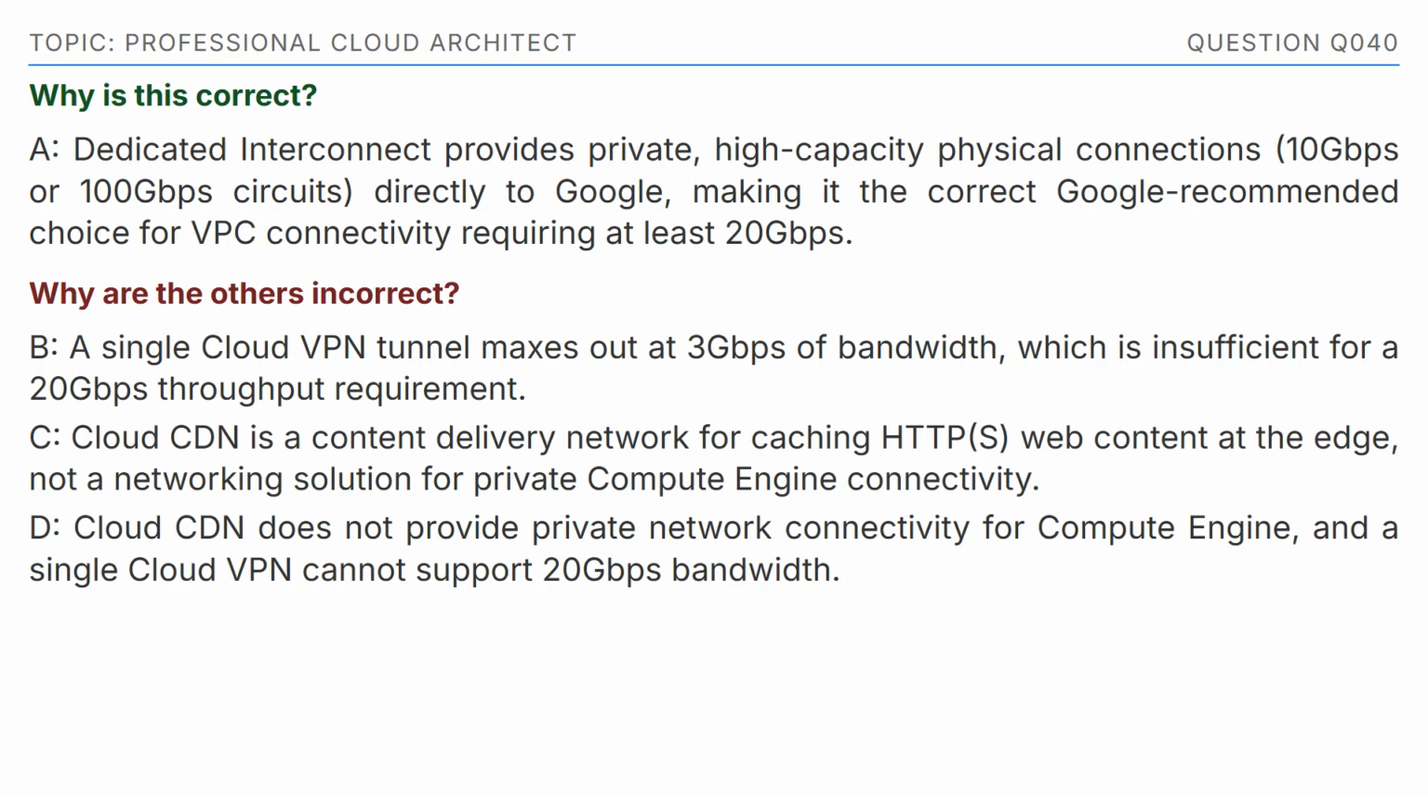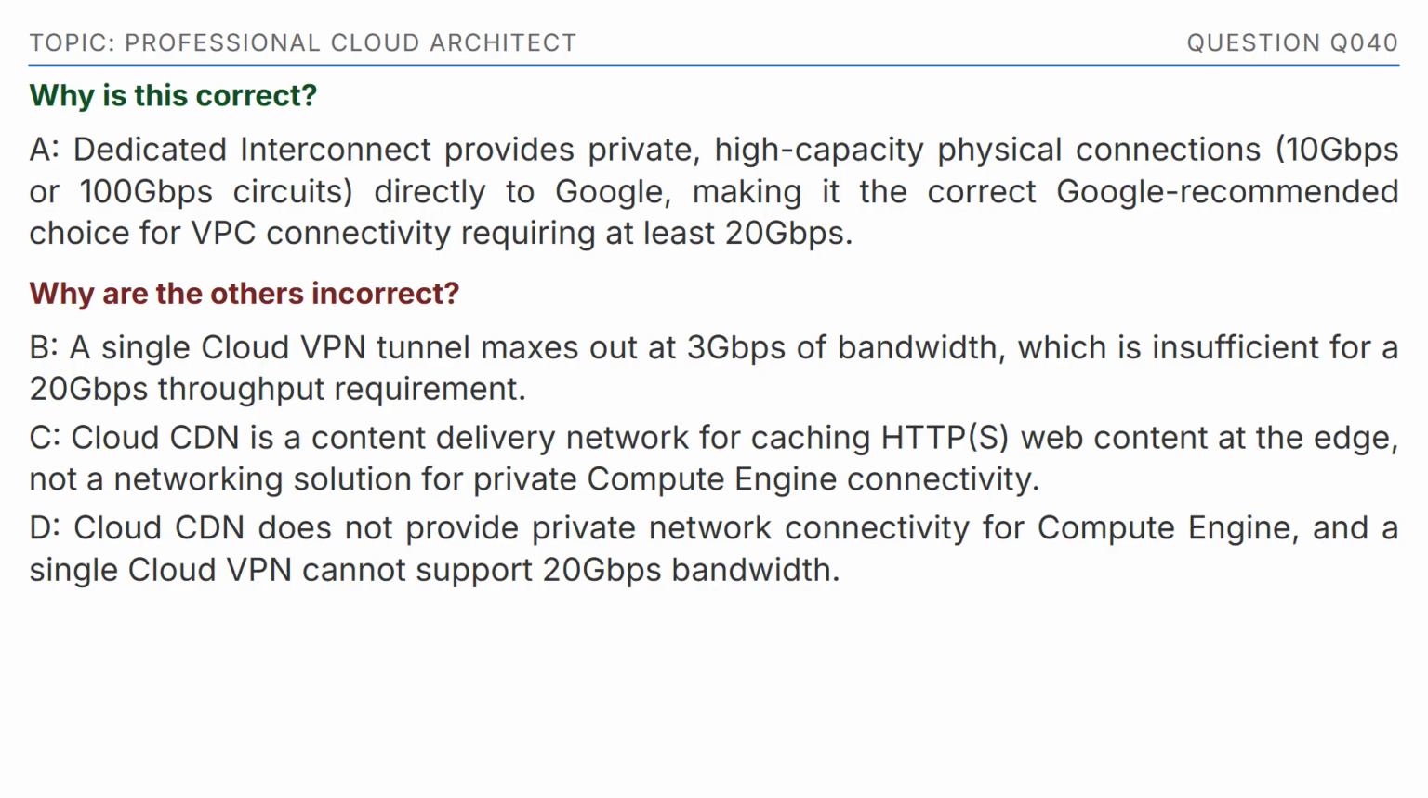A. Dedicated Interconnect provides private, high-capacity physical connections, 10 gigabits per second or 100 gigabits per second circuits, directly to Google, making it the correct Google-recommended choice for VPC connectivity requiring at least 20 gigabits per second. Why are the others incorrect?